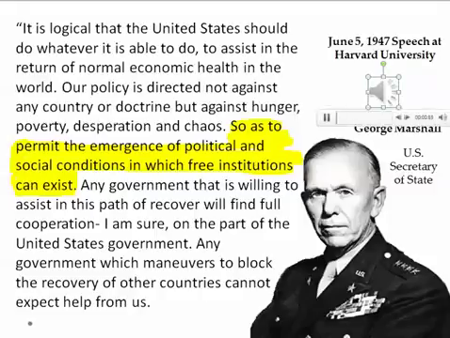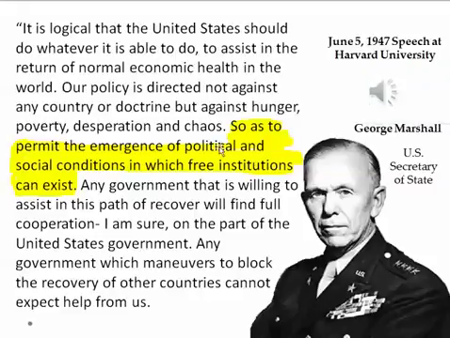important. It is logical that the United States should do whatever it is able to do to assist in the return of normal economic health in the world. Our policy is directed not against any country or doctrine, but against hunger, poverty, desperation, and chaos, so as to permit the emergence of political and social conditions in which free institutions can exist. Any government that is willing to assist in the task of recovery will find full cooperation, I am sure, on the part of the United States government. Any government which maneuvers to block the recovery of other countries cannot expect help from us.